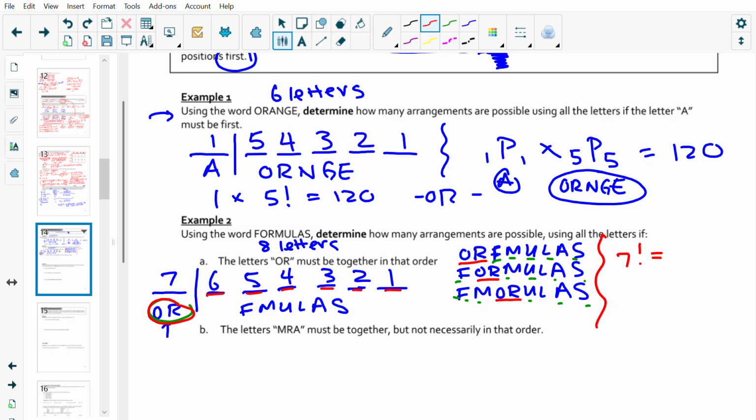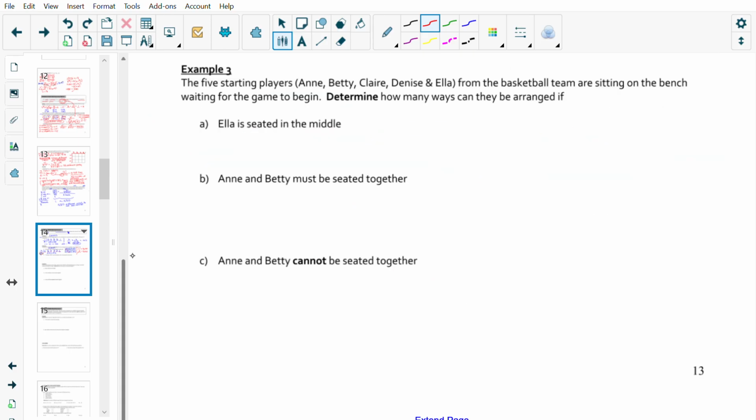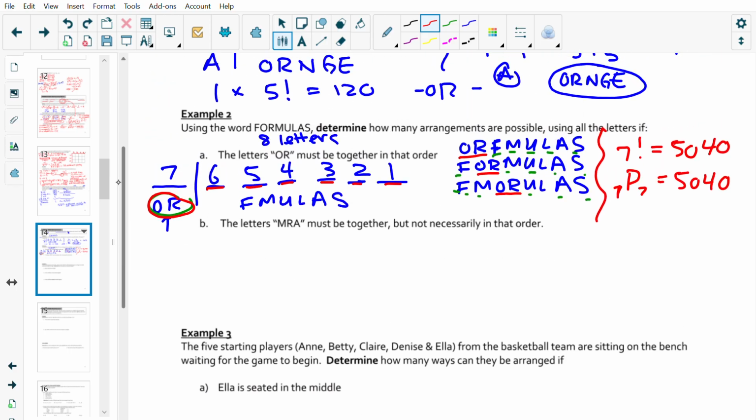7 factorial, do that on your calculator. You get 5,040 different arrangements. In notation for permutations, you can say permutation of 7 things taken 7 at a time. Do that on a calculator, and you'll still get 5040.